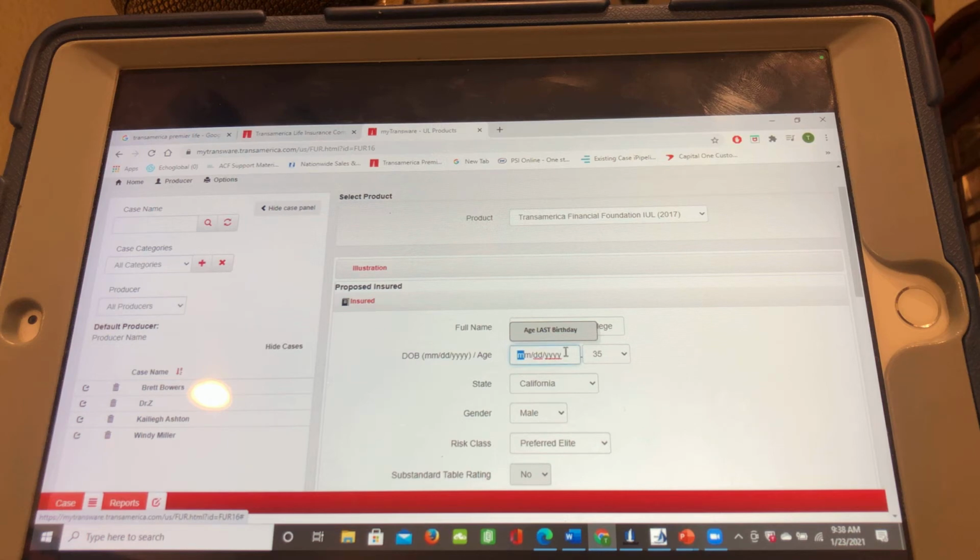All right, so let's see. How old is your newborn baby? Seven months. So June 19th, 2020. All right, not even one yet. Nope.